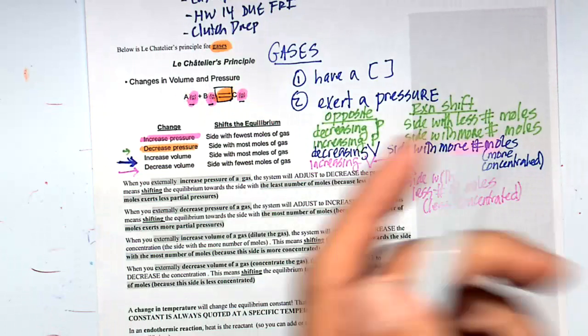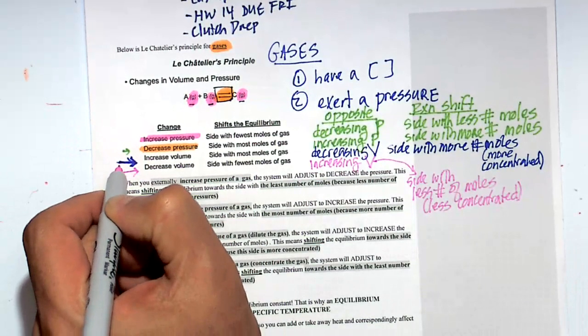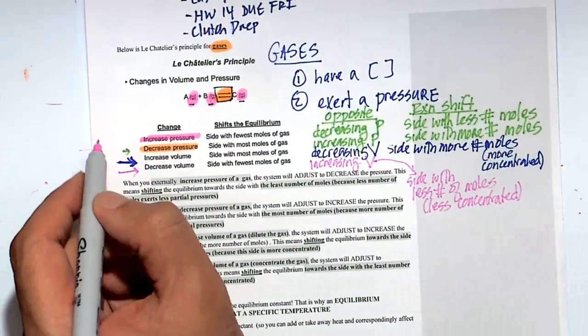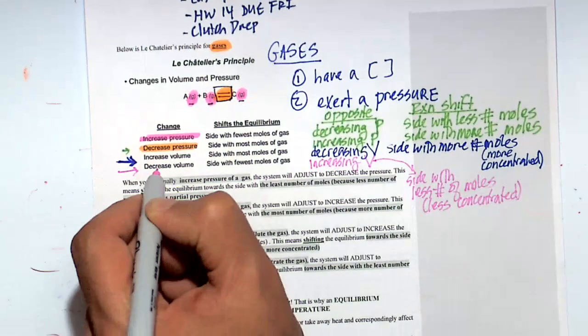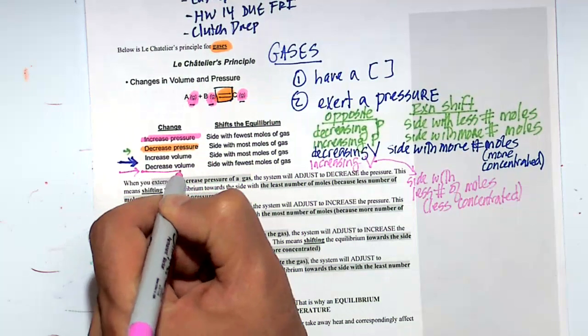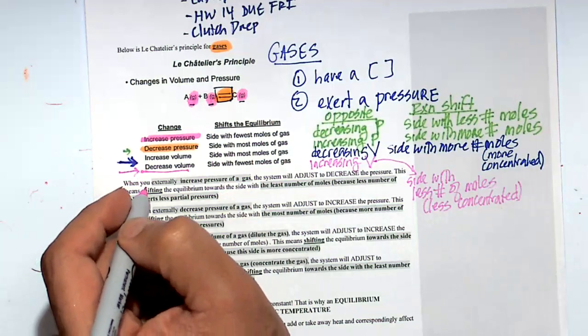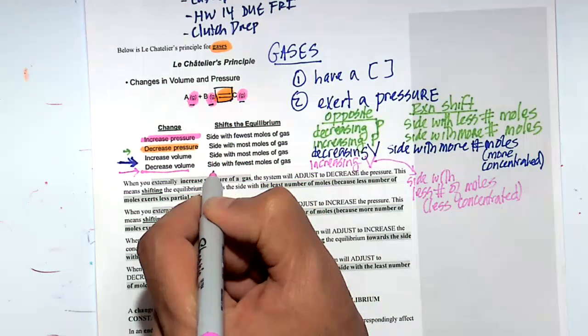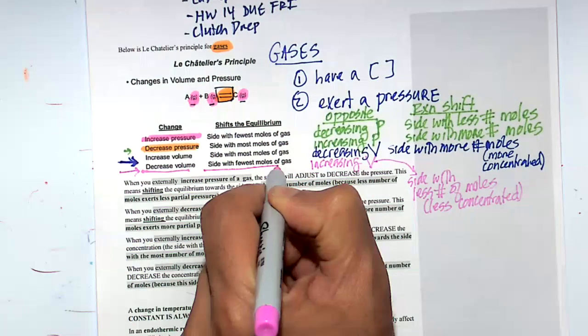All right, let me see if I can explain this again. Where are you lost? I'm just confused because you're saying decreased volume. This one, right? Right. Okay. And then it says shift in the equilibrium. Doesn't that say fewer? And then you're saying it says more.